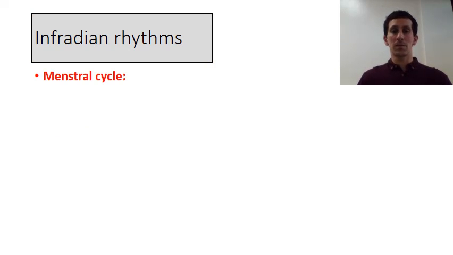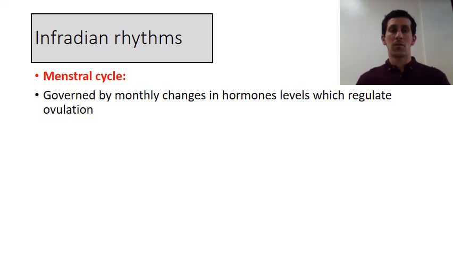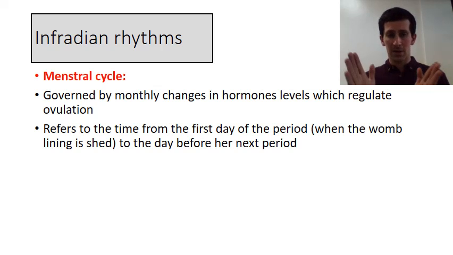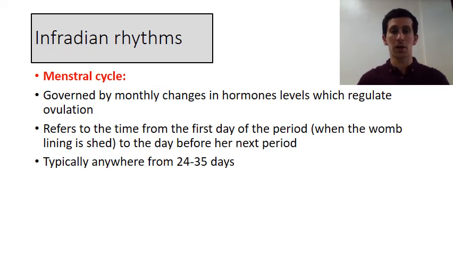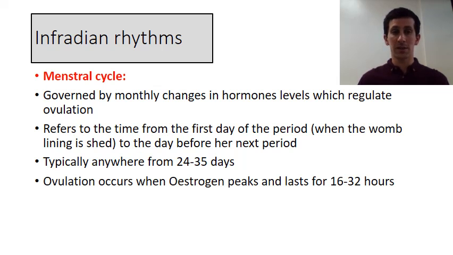So we'll look at infradian rhythms first, and we're going to have a look at the menstrual cycle, because that's one of the most famous or well-known infradian rhythms. This is governed by hormone changes that affect and regulate ovulation. The menstrual cycle refers to the time from the first day of the period, when the womb lining is shed, to the day before her next period. That is the menstrual cycle, and it's typically anywhere from 24 to 35 days. So you can see this takes a lot longer than just 24 hours.